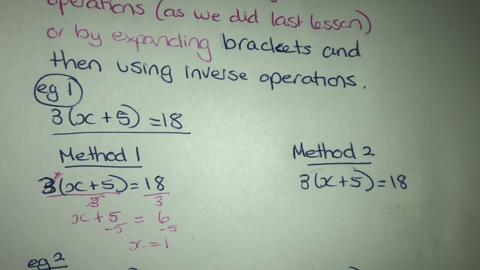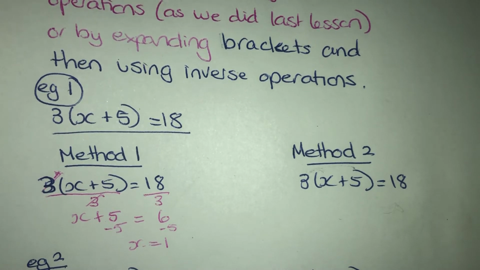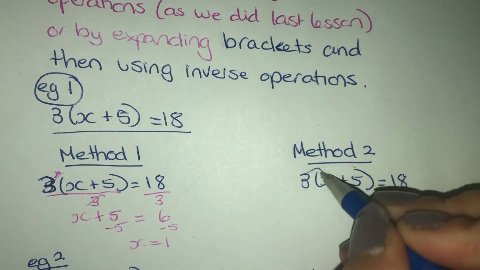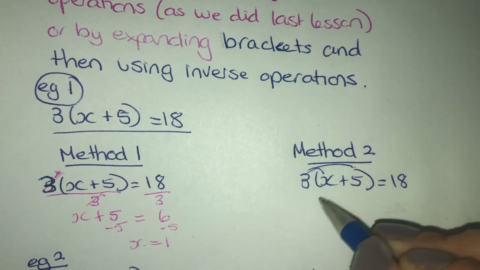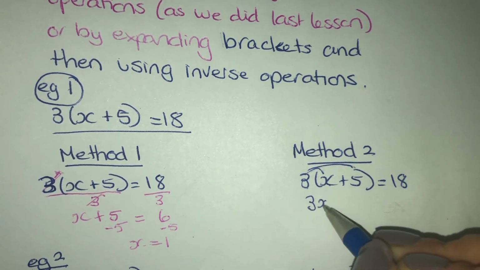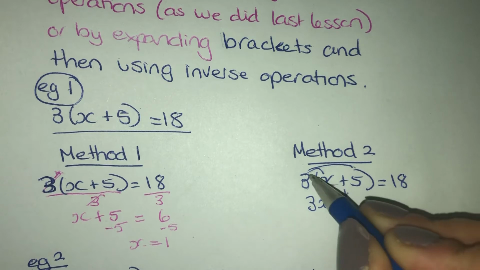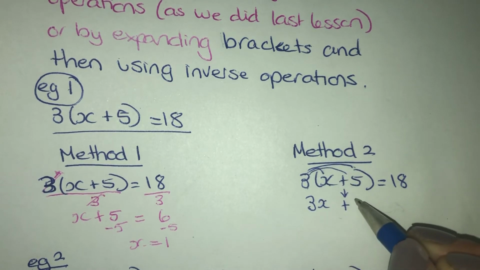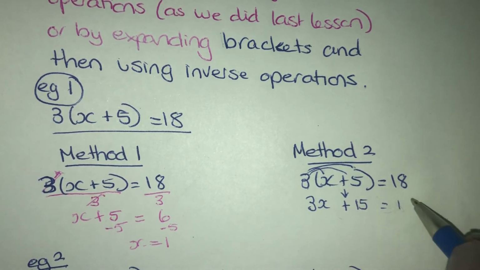Okay, so expand your brackets. Hopefully you've done that because you all know how to do it. So we're going to go 3 times x is 3x. Put down the plus. 3 times 5 is 15. And that, of course, equals 18.